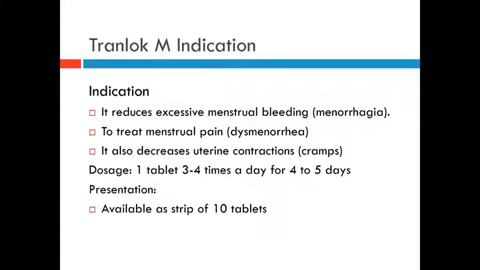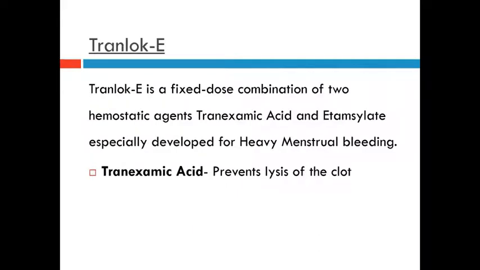So the indication of Tranlock M is it reduces excessive menstrual bleeding. It is used to treat menstrual pain, that is dysmenorrhea. It also decreases uterine cramps. The dosage is 1 tablet 3 to 4 times a day for 4 to 5 days during the menstrual period, and it is available as tablet strips of 10. We have seen three products before, that is plain Tranlock tablet, the tranexamic acid injection, and Tranlock M.